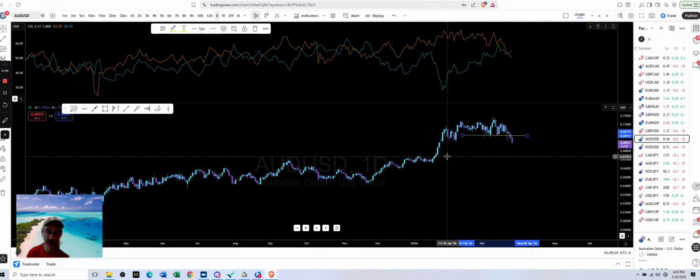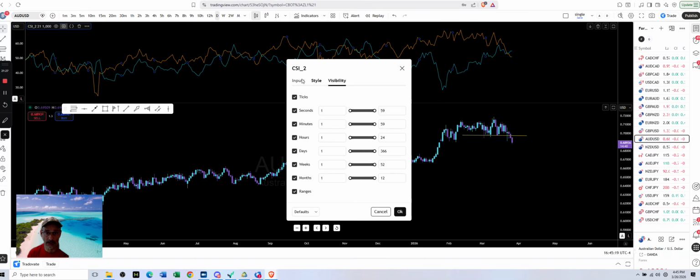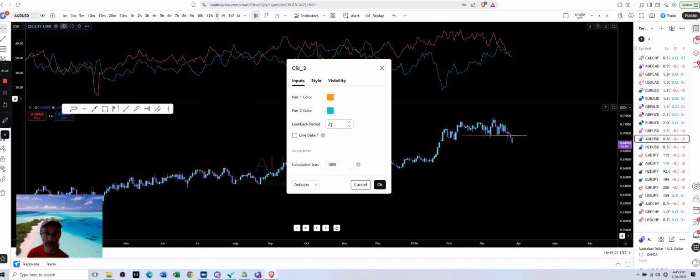And so where would my target be? Well, it would at least be back at a previous swing, which would be somewhere down here at the origin of this move up. So this could potentially go for a while. But again, the trade originated on the CSI indicator right here. And I have this set, just so you know, on 21 period look back.